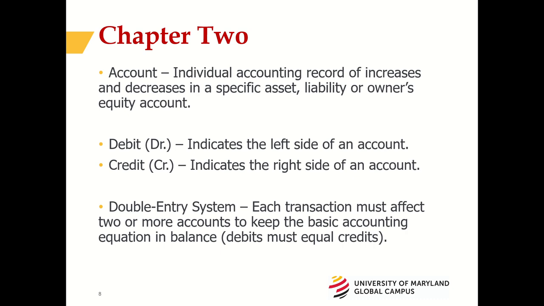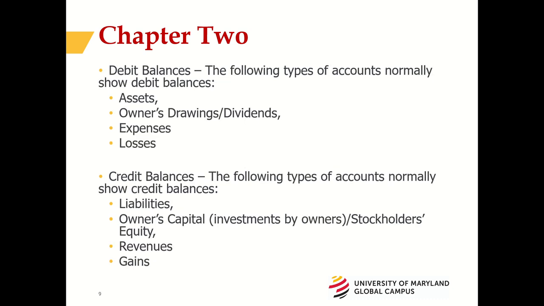Basically, we have a double entry system. Each transaction must affect two or more accounts to keep the basic accounting equation in balance. Debits must equal credits.